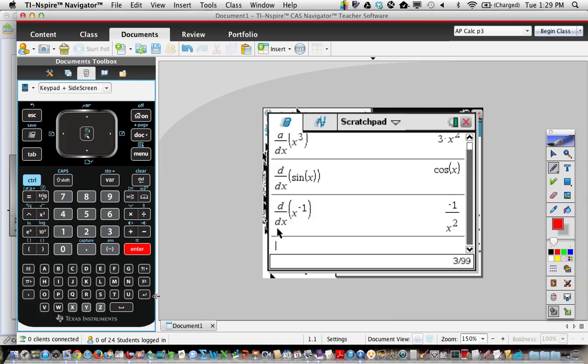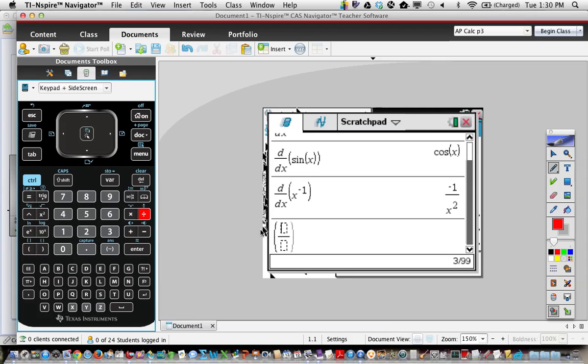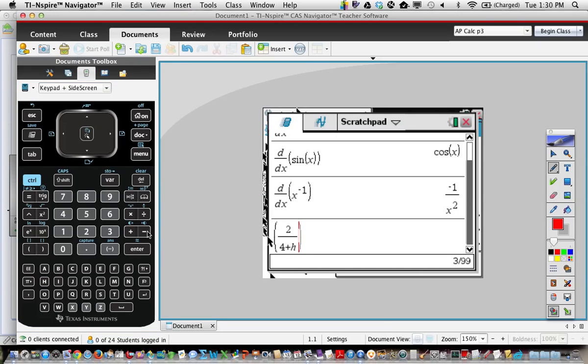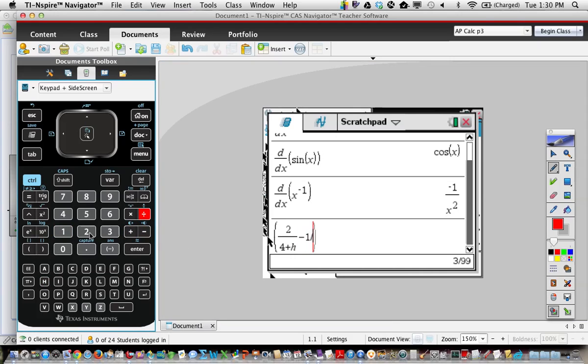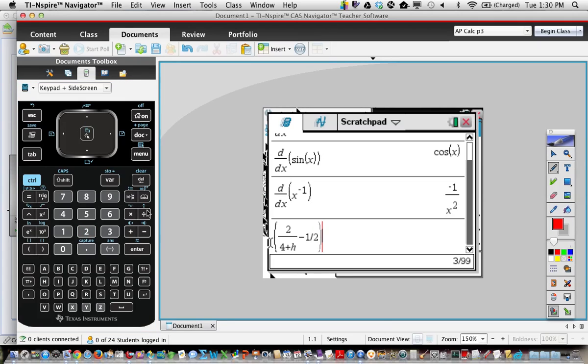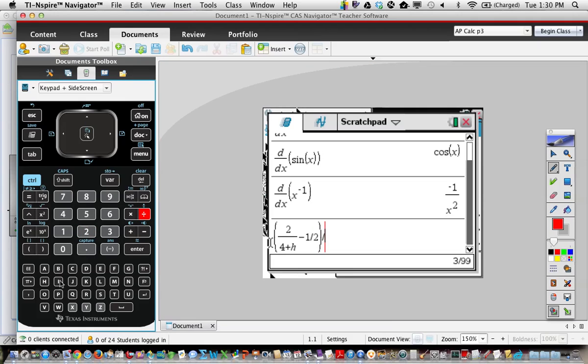We had to do the common denominator thing, and the calculator will do all that for you. You're going to have a quiz where you have to do it, though. You have to do that algebra. But so you can check at least. So what did we have there? We had, remind me, it was 2 divided by 4 plus h. Yep. Is that right? And then it was minus 1/2. And then it was all of that divided by h.